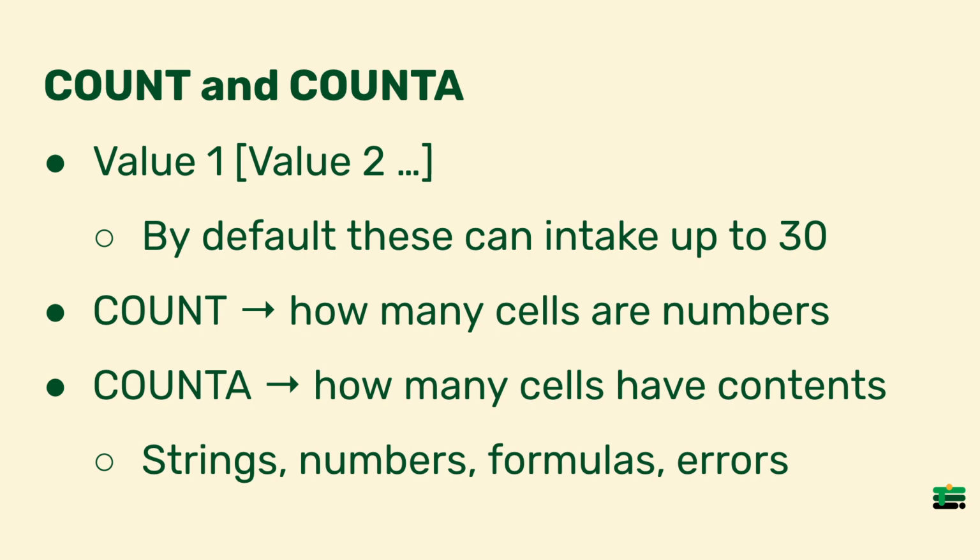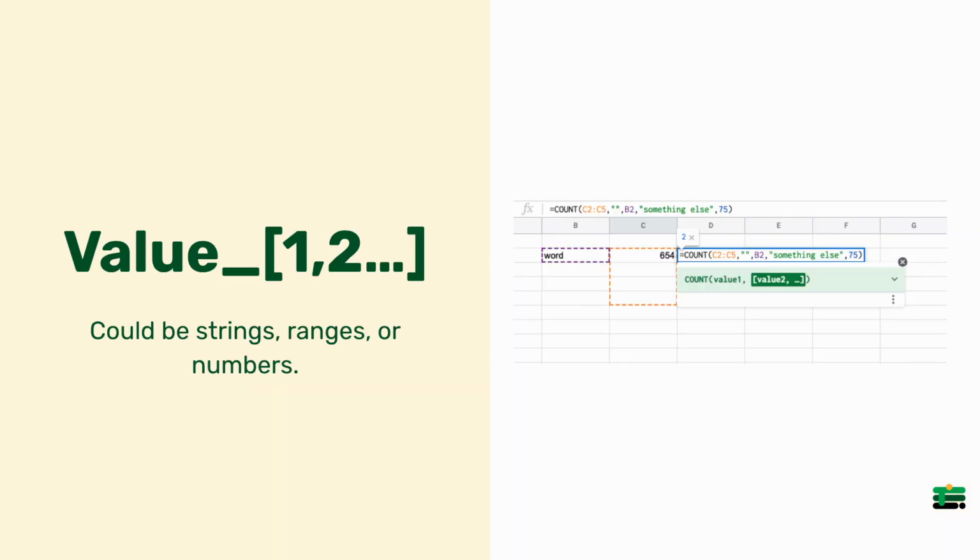So Count counts how many cells contain numbers. CountA counts how many cells have some sort of contents in them, so that they're not blank. Whether they're strings, numbers, formulas, or even errors, they will show up in that count. With the values, you've got value 1, 2, all the way up to 30. All of them are separated by commas.